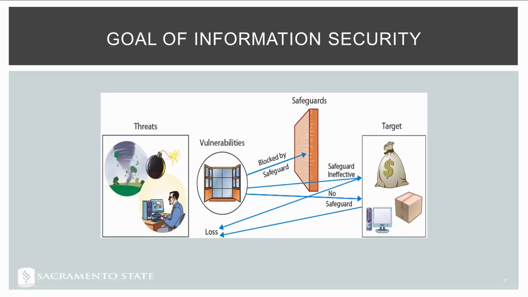On the left-hand side, the threats include the quote-unquote hacker down in the bottom. But we can also talk about other threats, whether these are natural disasters or a cyber terrorist kind of attack. But in the middle, we have vulnerabilities. These vulnerabilities in the image are depicted as doors or windows. And then beyond those vulnerabilities, we have various different safeguards.